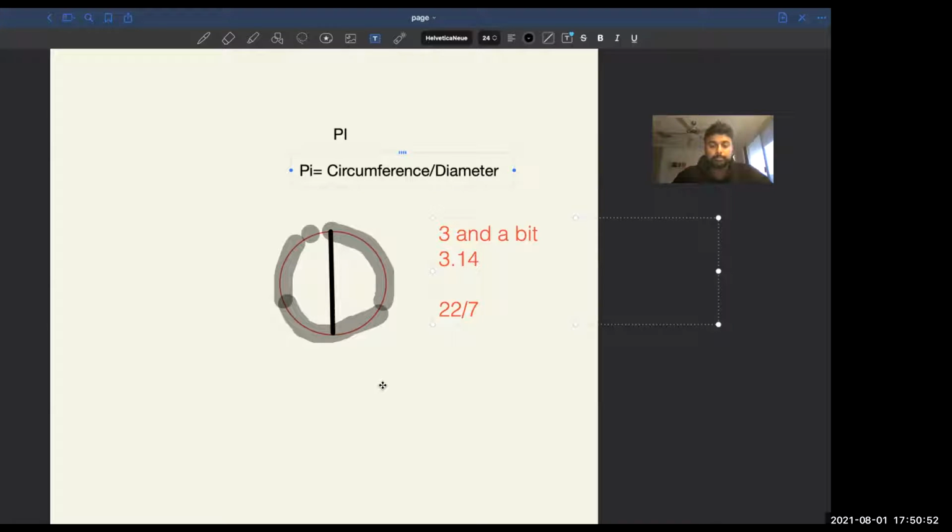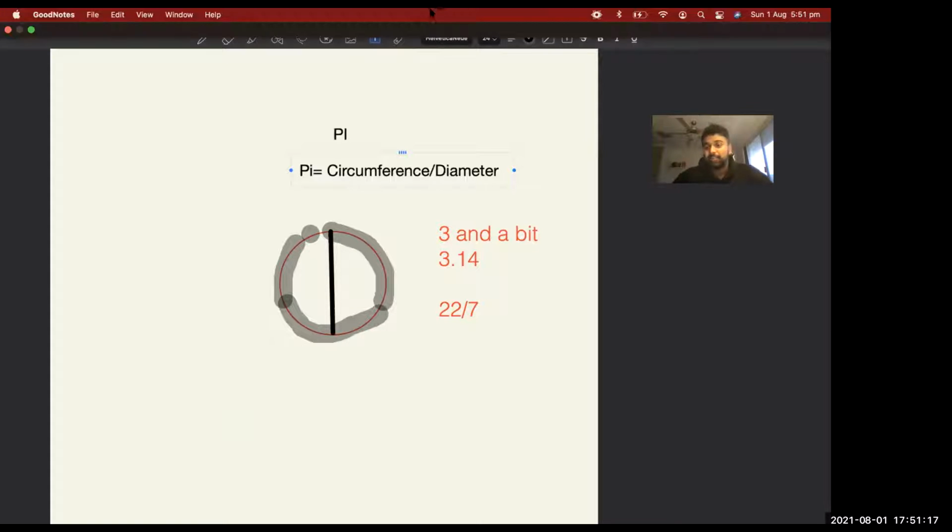If you want to be really, really accurate, it's 3.14159265358979323846443. Thanks, Siri. How did you remember that? He's reading it off the screen. Or he's just making it up. Okay. All right. So that's pretty much it.